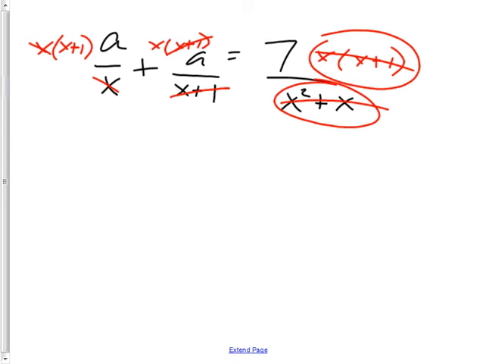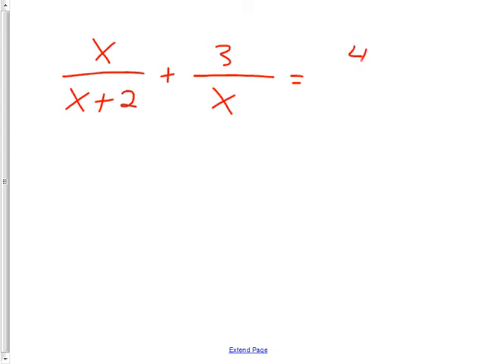So let's do one together to make sure you really get what I was just saying there. Let's say you had x over x plus 2 plus 3 over x equals 4 over x squared plus 2x. See if you can multiply by the right thing. Leave yourself plenty of space.